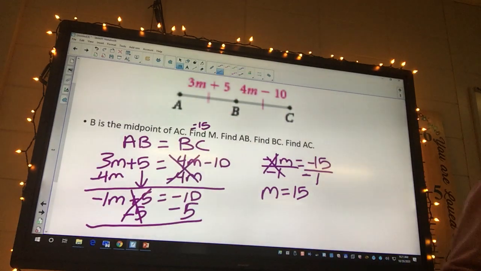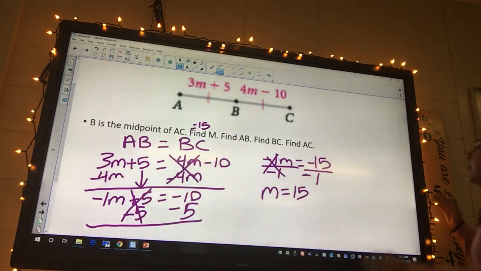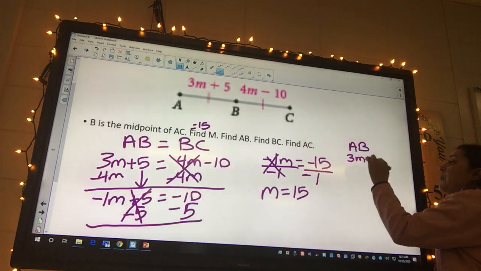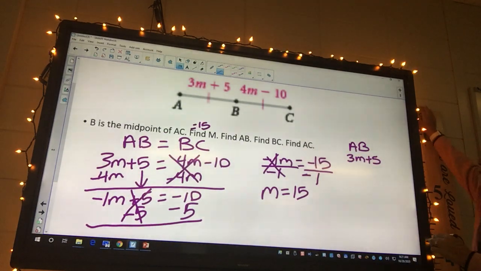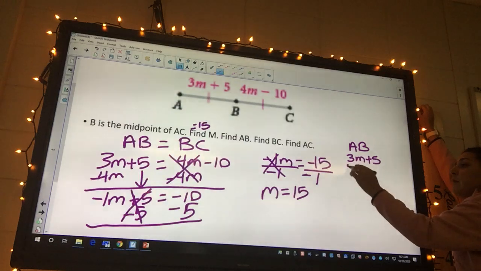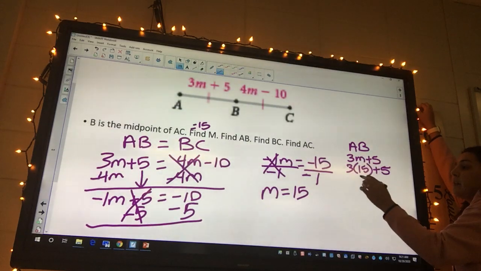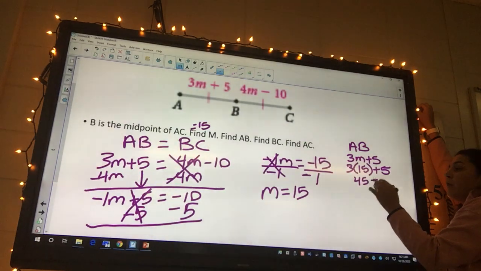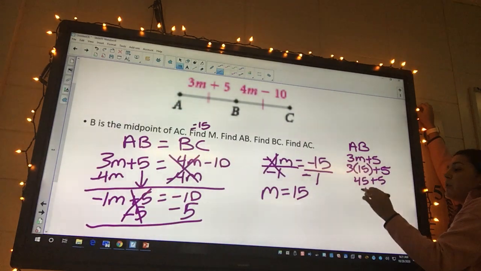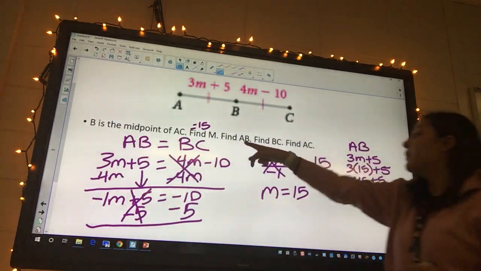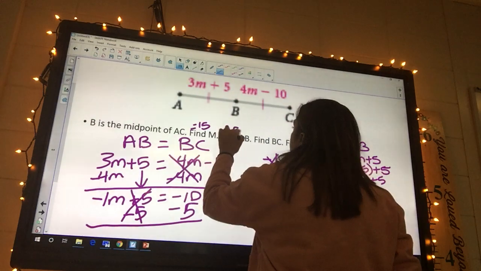The next question on here says find AB. Well, what's our AB? 3m plus 5. But now we know our m. What is it? 15. So 3 times 15 plus 5. It's going to be 45 plus 5, which is just going to be 50. So we can look at the picture and feel, well, it says find AB. Boom, check, got it, it's 50.